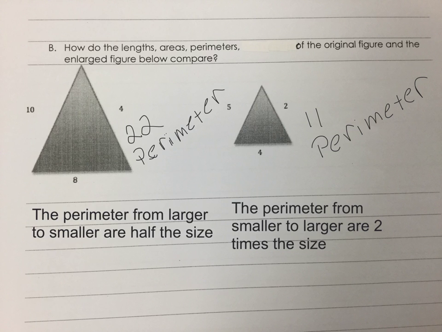And if I was to have you calculate the areas, you would find out that the same pattern from before happened, that the areas here, because the bigger one is double the size of the small one, would be 4 times the size if you went from smaller to bigger.